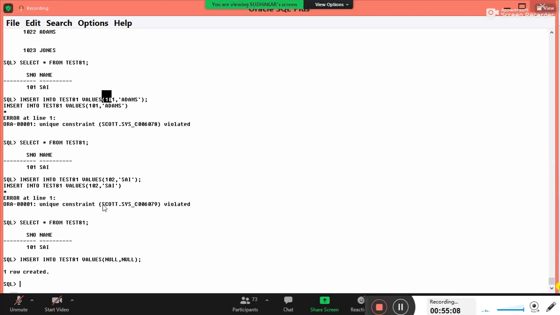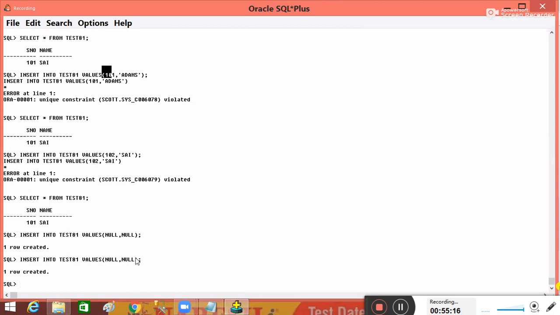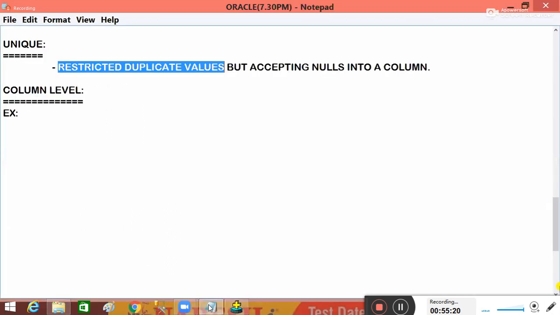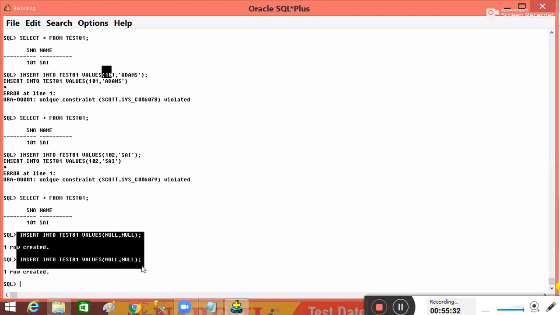Yes, it is allowed. See, one row is created successfully. Again, one more time, can I insert null comma null? Yes. So that is the reason we said, a unique constraint restricts duplicate values but accepts null values in the column. Like this, any number of times you can insert nulls.